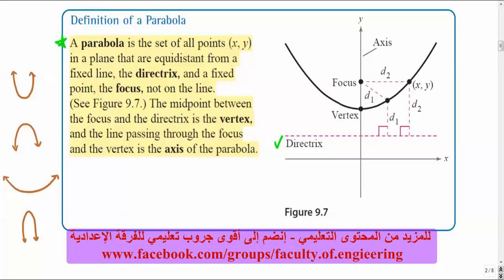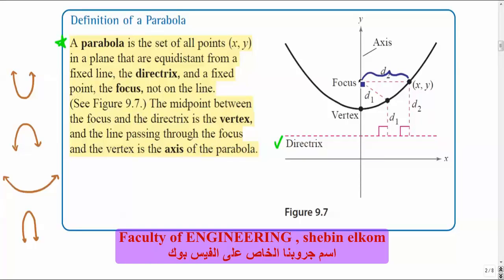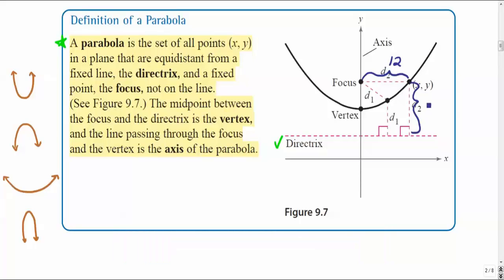Alright, but this whole idea of equidistant, this same distance between a focus and a directrix, means that if we go up here and say that this distance from the focus to this point x comma y is 12 inches, then this distance is 12 inches as well. These are the constraints of a parabola. Every parabola has that property to it. This might be, I don't know, 8, and this is 8. Alright, and you can see that the shortest distance from this point to the directrix is at a right angle.